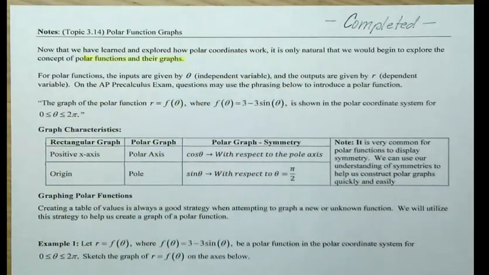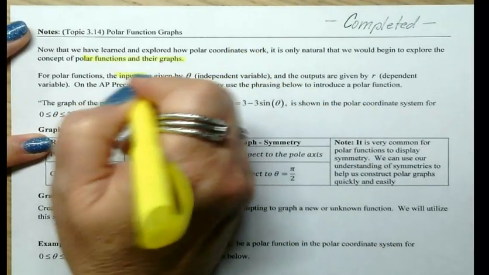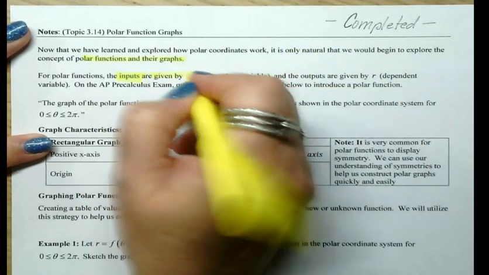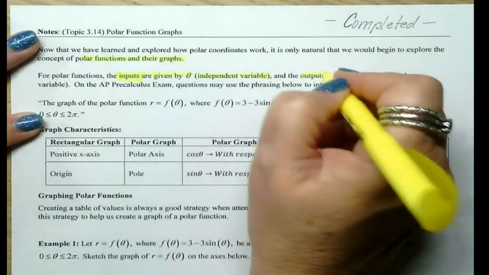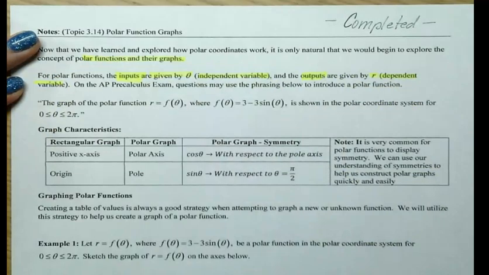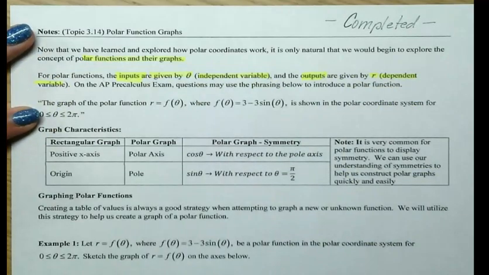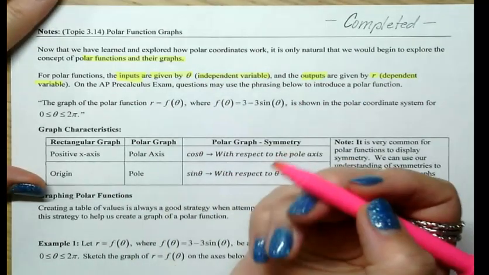So we need to have a pretty good grasp of the polar points to be able to work with polar graphs. Polar functions are like other functions in that they have input and output values. The input value is given by theta, and that's your independent variable. The output values are given by r, which are your dependent variables. On the AP exam, you're going to need to get used to the phrasing that you might see so you're comfortable with that. So here's an example of how a question might read.